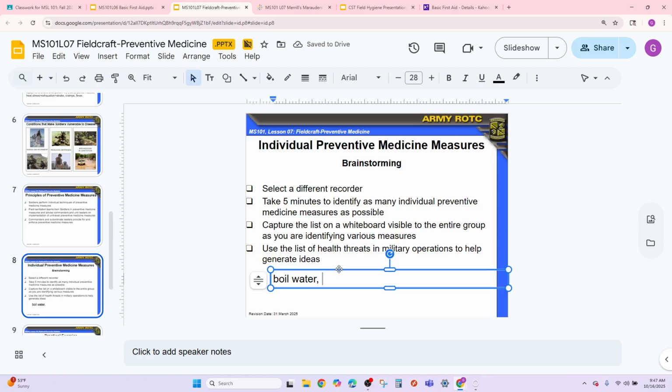Drink water. Hydrate. Okay, what you got? General sanitation. Checking individuals to make sure they're in proper uniform, dressed for activities. So making sure they're not wearing improper attire for the activity.